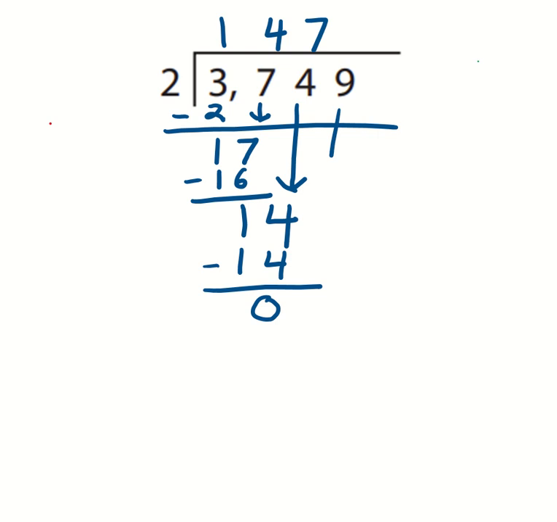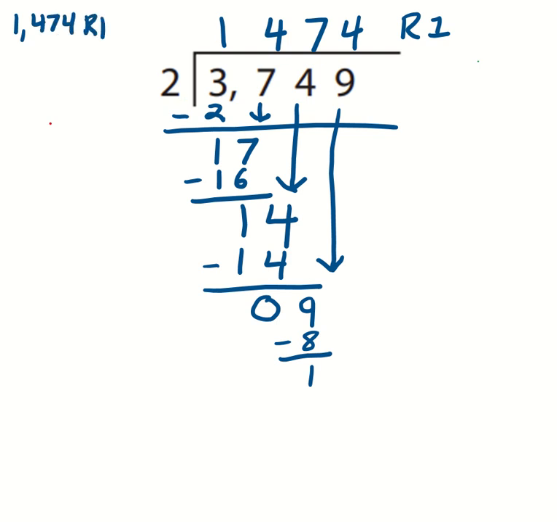But looky here, we have another number to bring down. We have this 9. How many times will 2 go into 9? That's right, it'll go exactly 4 times. Well, approximately 4 times. 4 times 2 is 8, and 8 from 9 is 1, giving us 1,474 remainder 1. Now, that's one way to write that, so let's write that over here. 1,474 remainder 1.